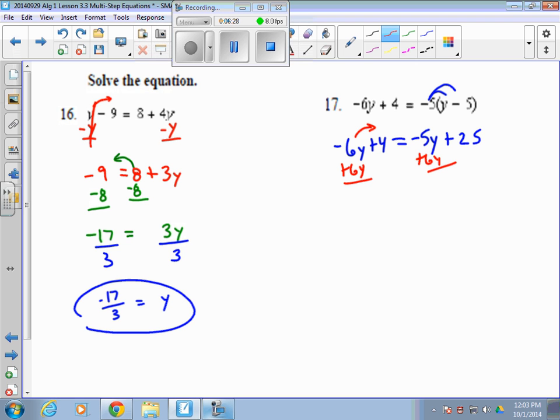Negative 5y plus 6y is 1y, positive. Plus 25 equals, that part cancels out, you still have 4 there. Undo plus 25 by subtracting it on both sides. 4 minus 25 is negative 21 equals y.